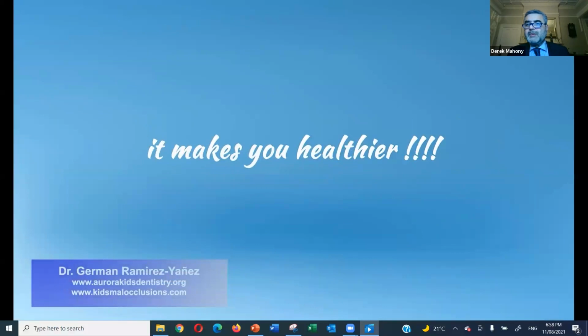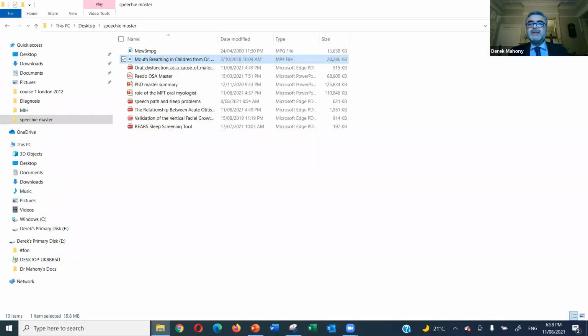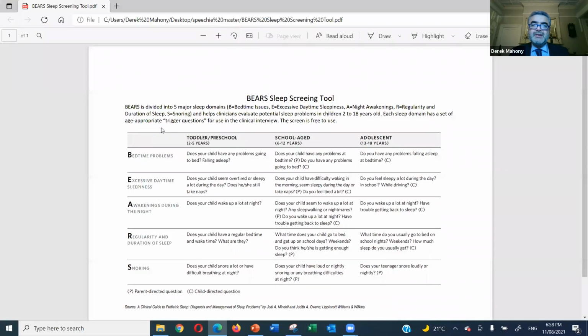And when we talk about this era of so many kids having poor sleep, there's a high correlation between their mouth breathing and the poor sleep. And just remembering that whole concept that we want to be able to get the tongue on the palate. That's where you people come in to do that. I've added the BEARS questionnaire just so you don't have to look for it on the internet.